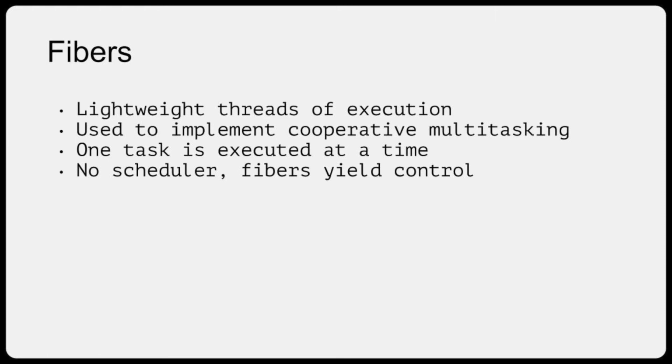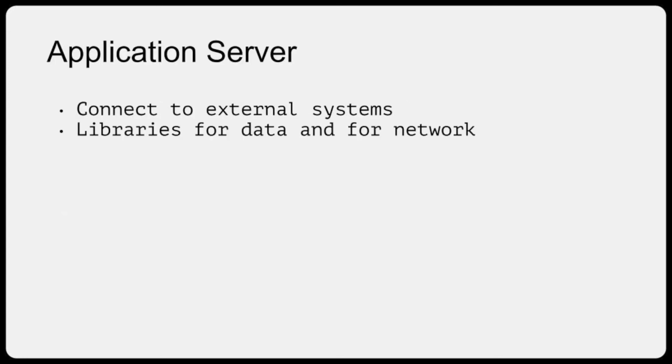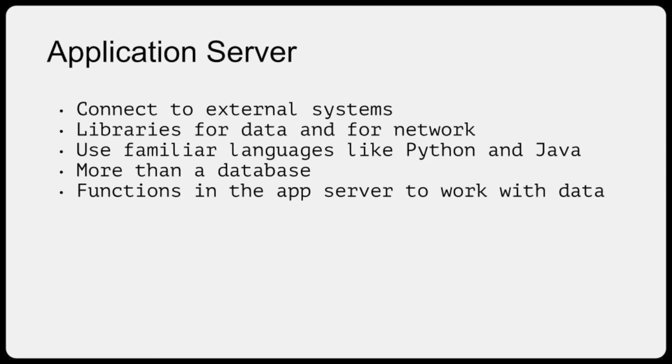The absence of a scheduler and parallel tasks reduces the consumption of system resources and increases performance. All this together makes it possible to build an application server. From Tarantool, you can connect to external systems. Tarantool has libraries for working with data and network both. You can use a familiar programming language like Python or Java and solve problems that are not related to the database at all. In Tarantool, there are functions inside the application server itself for working with the database.